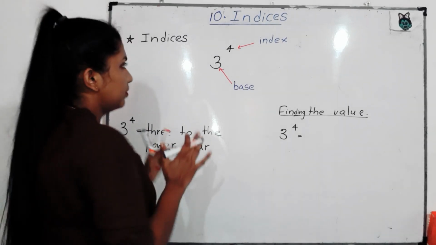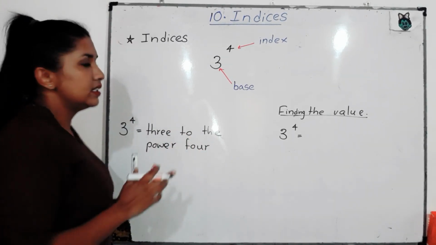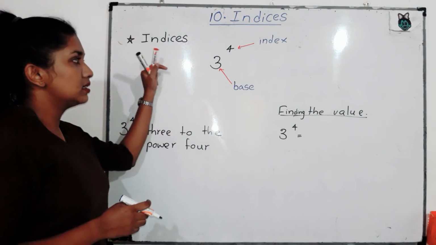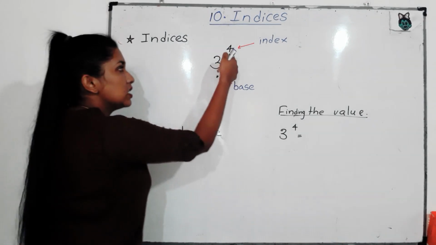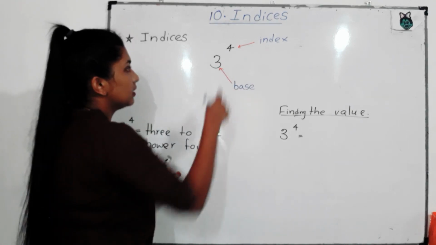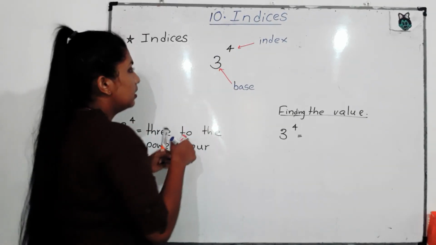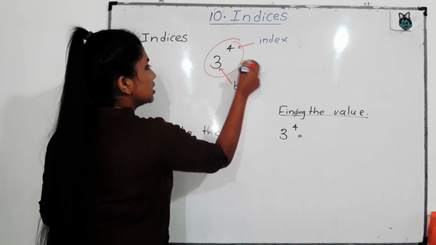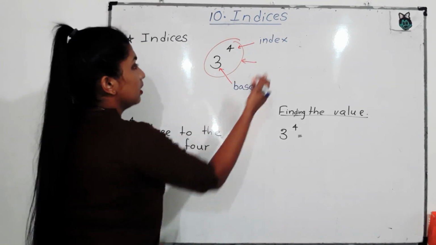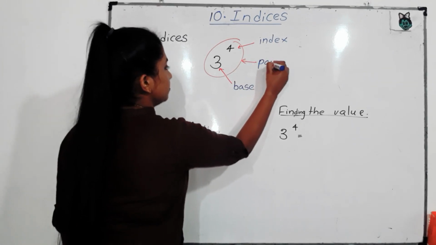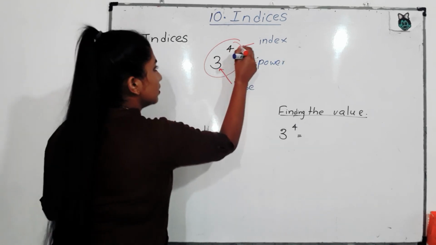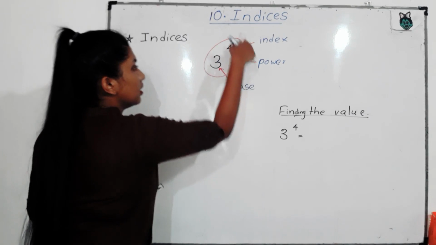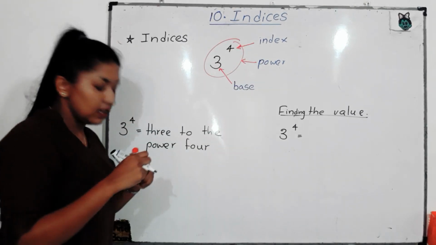Okay children, today we are going to learn indices. First we have to discuss the parts of a power. We know this one is the base, this one is the index, and if we take this one and this one together, we can say this one is our power. Base, index, this one, and this whole part is called the power.